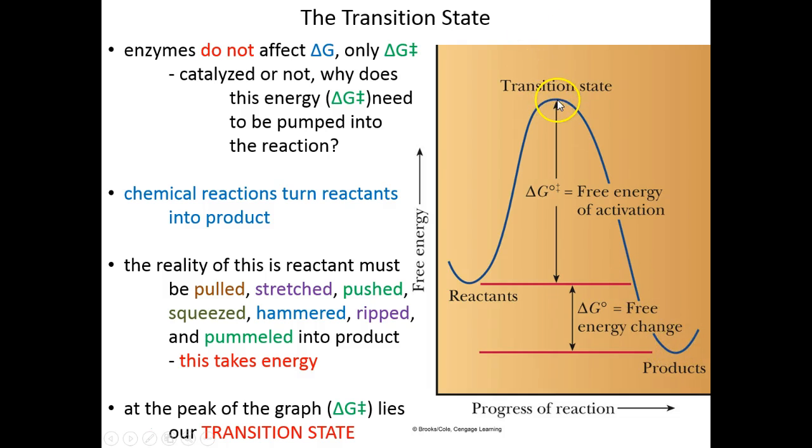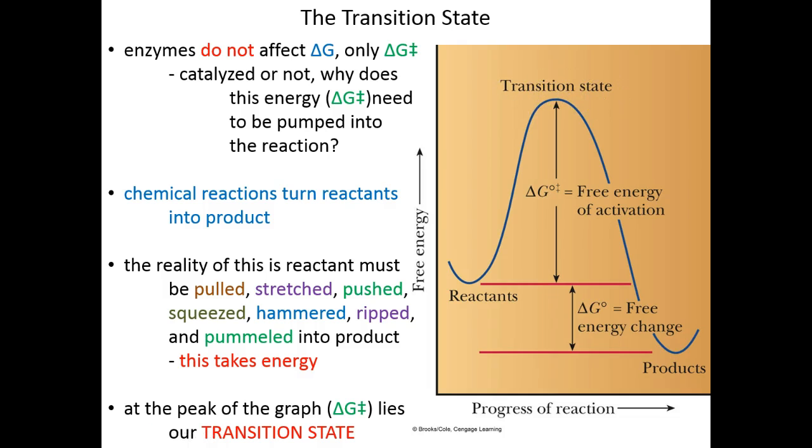When that collapsing occurs, all that energy of distortion comes out again, as does the free energy of the reaction itself as those reactants collapse into product. At the peak here, physically now, the thing that we have created as we've manipulated and stretched and pummeled on reactants is called the transition state.